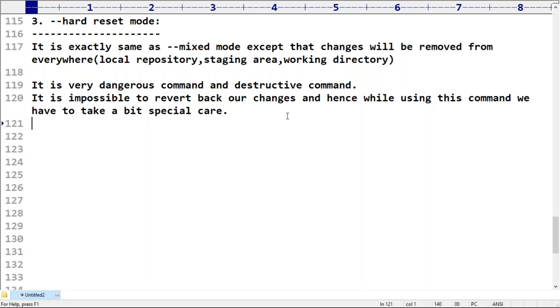Everything by default will be gone. Our code by default will be gone, sir. Remember that a bit carefully. So while using reset, you need to take care of two important things. One is hyphen hard, the dangerous reset.